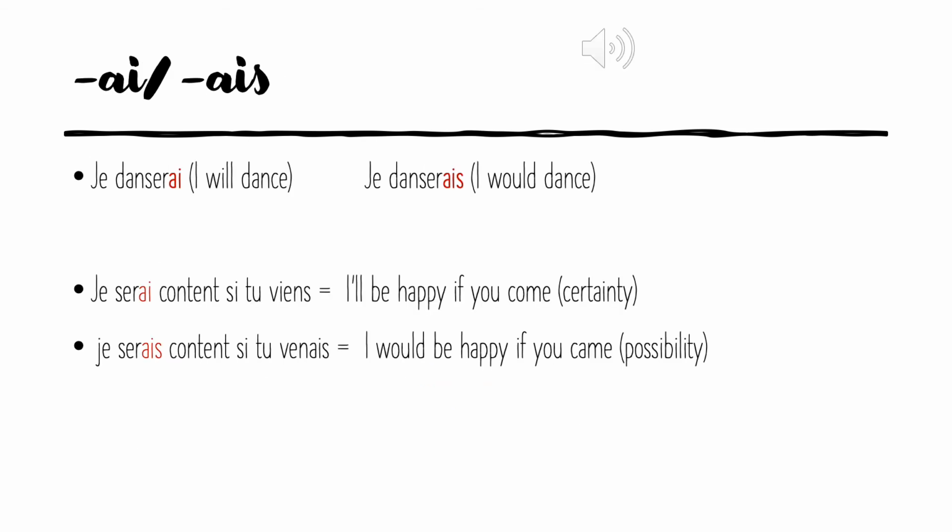Noticing that for I, je, the verb sounds exactly the same in the future tense and in the conditional tense. So whether you say I will dance, je danserai, or I would dance, je danserais, it sounds the same, danserai. Context will tell you which one it is. But when you're writing, it is particularly important to pay attention to this, as it could lead to confusion if you put the wrong ending on. So notice the difference between je serai content si tu viens, I'll be happy if you come, and that's a certainty, and je serais content si tu venais, I would be happy if you came, it's a possibility. I know it sounds a little bit subtle, but don't you want to be subtle?